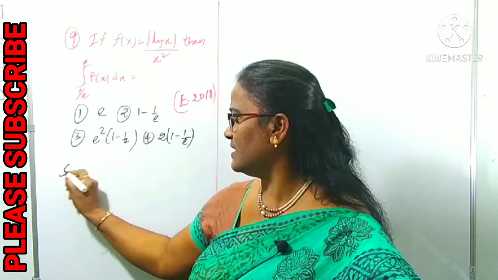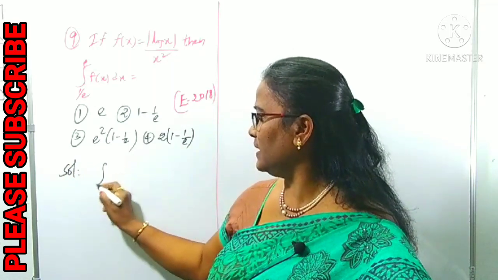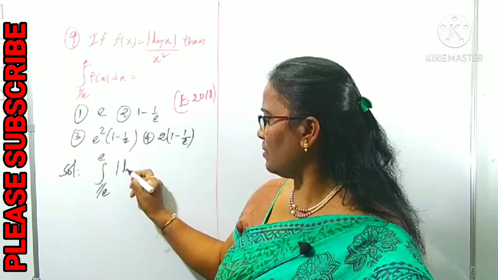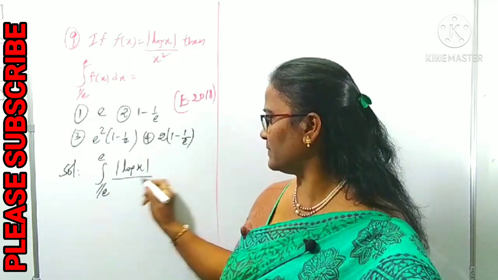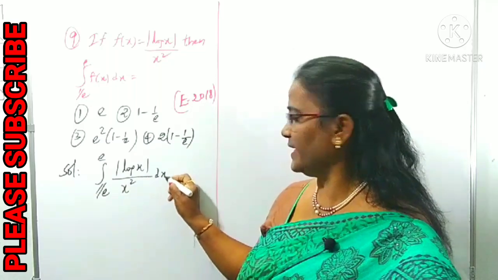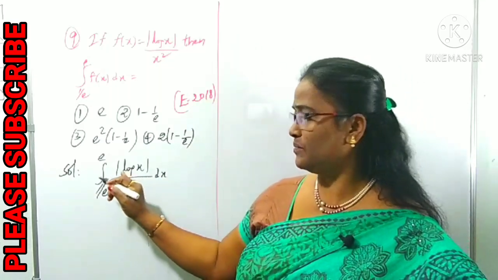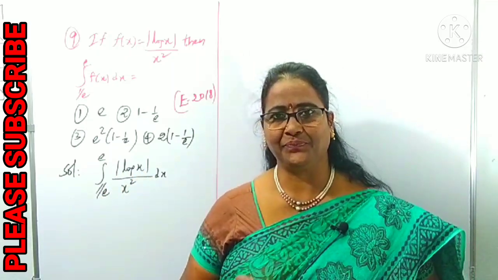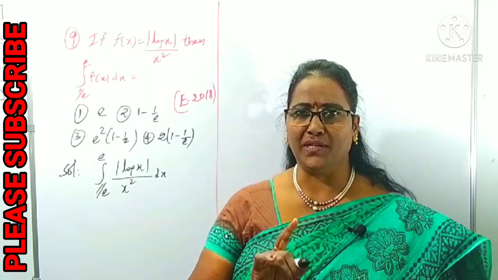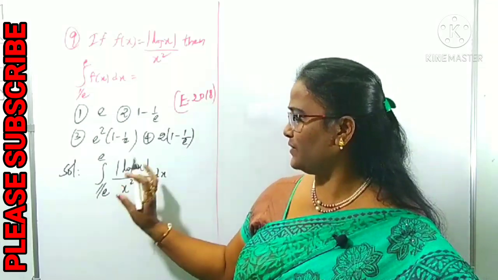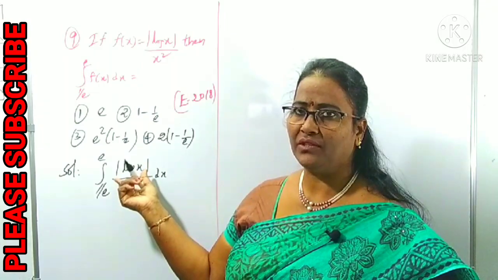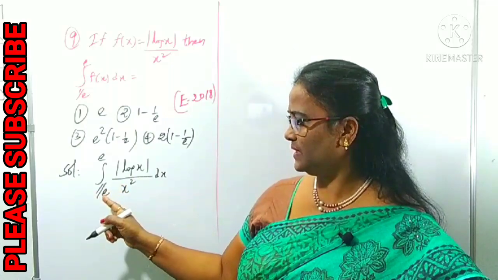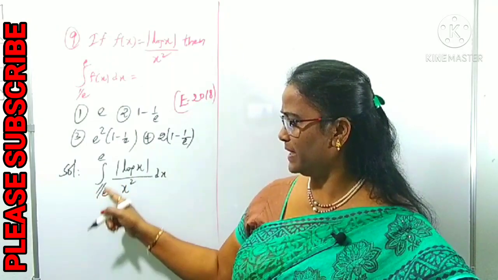Now for this solution, I am taking the integral from 1 by e to e of mod log x by x square. Okay, what is the mod function here? The mod function is mod log x. For what value of x is log 0? Yes, x is equal to 1, log is 0, you know very well. So you have to concentrate on the mod function. Log is 0 for x equal to 1.